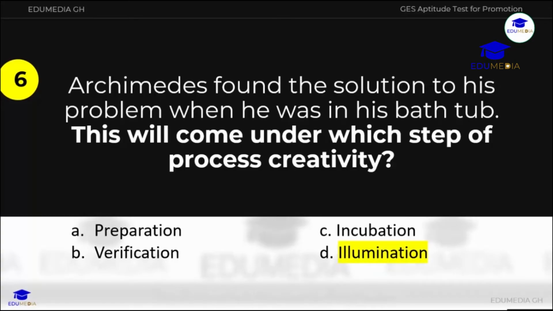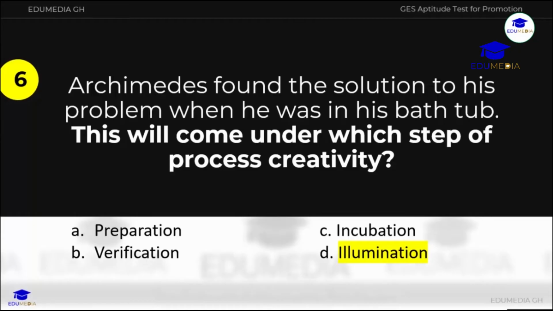Graham Wallace compounded 4 stages of creative thinking, and the step of illumination is the stage in the creative process where the solution to a problem becomes apparent. This can happen in a moment of sudden insight, or it may come gradually over time. The story of Archimedes discovering the solution to his problem while in the bathtub is a classic example of illumination in the creative process.